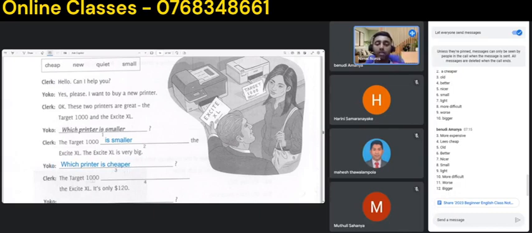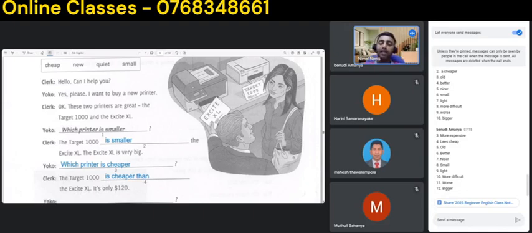The Target 1000 is cheaper than the Excite XL. The Target 1000 is cheaper than the Excite XL. It's only $120.